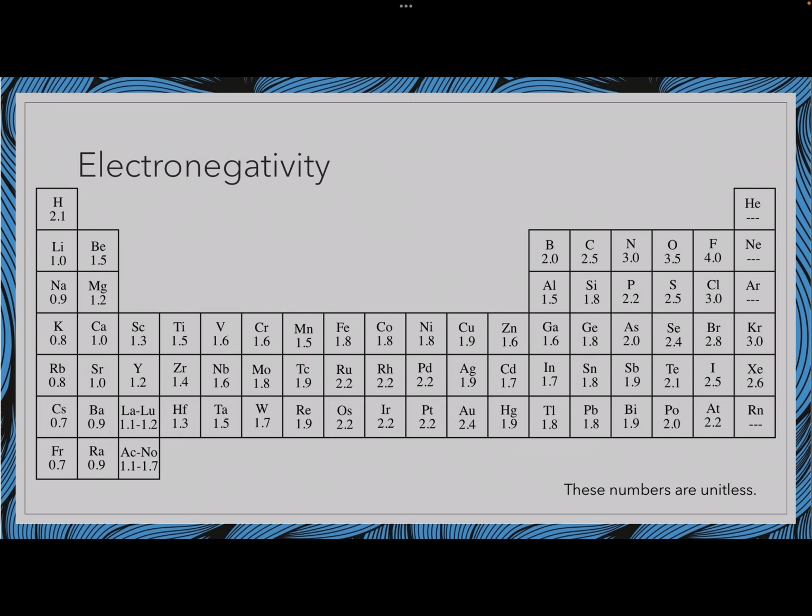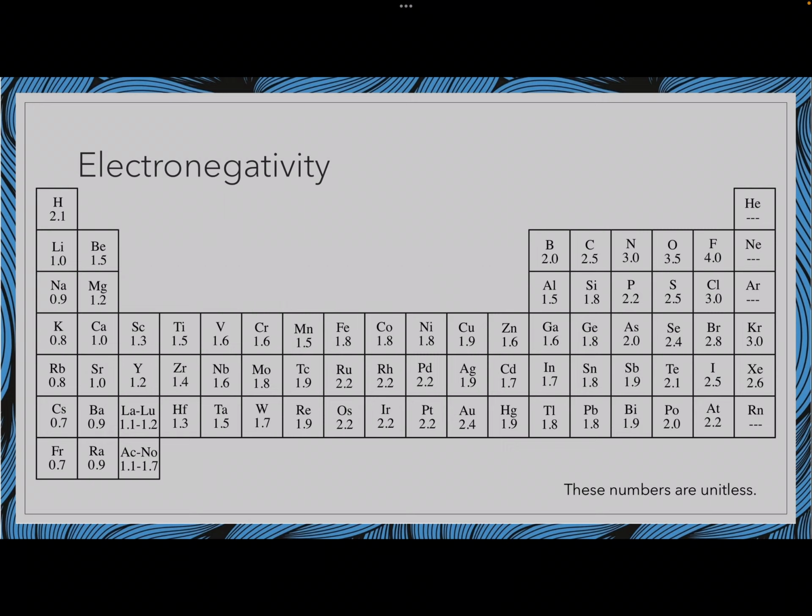So this is our electronegativity table. We can see that as we go down a group, the electronegativity decreases. So smallest is francium at 0.7, and as we go up towards fluorine, we can see that they're increasing. Now we can see on the very last column, helium, neon, argon, radon, they don't have numbers.